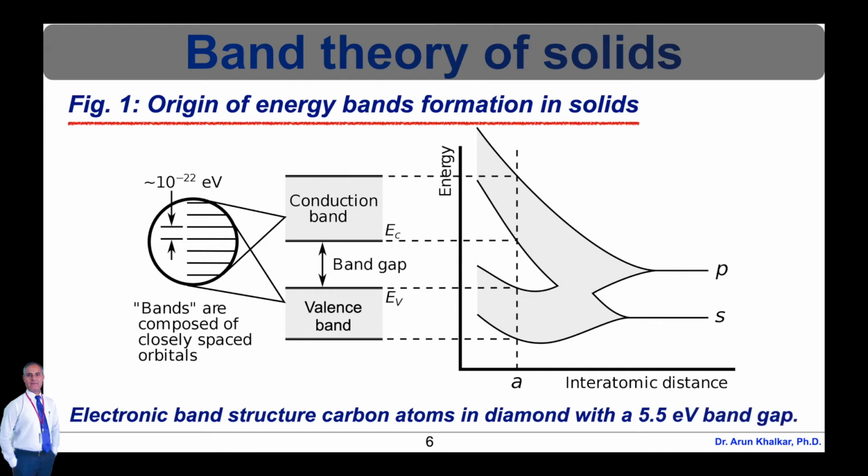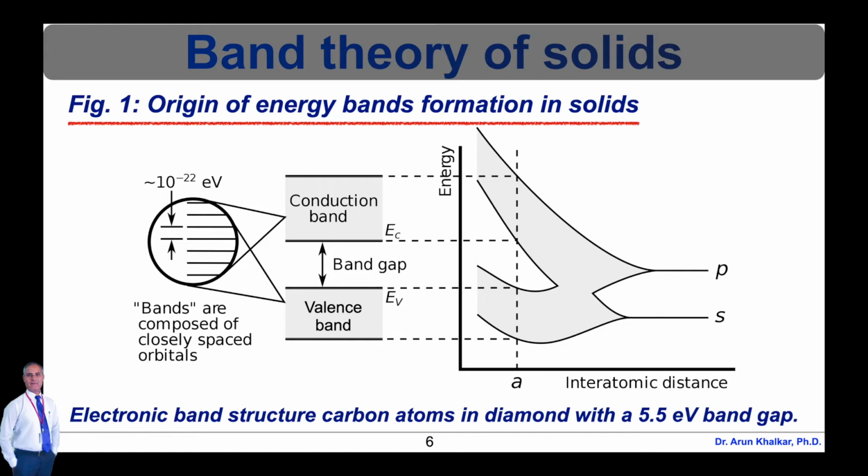The graph on the right-hand side shows the energy levels as a function of the spacing between atoms. When the atoms are far apart, shown on the right side of the graph, each atom has valence atomic orbitals p and s which have the same energy. However, when the atoms come close together, their orbitals begin to overlap. Due to Pauli's exclusion principle, each atomic orbital splits into N molecular orbitals, each with a different energy, where N is the number of atoms in the crystal.